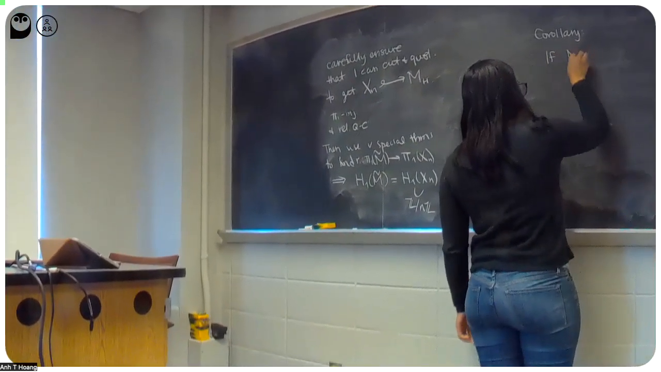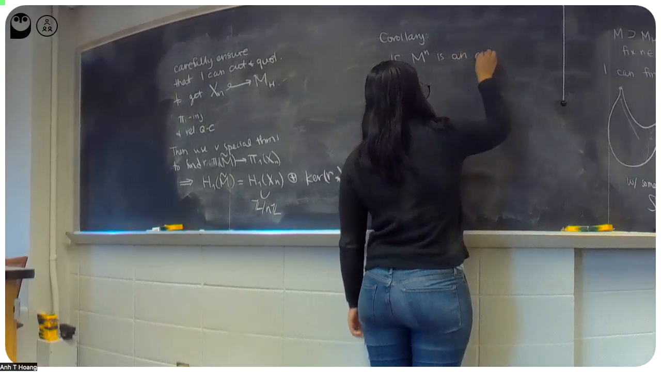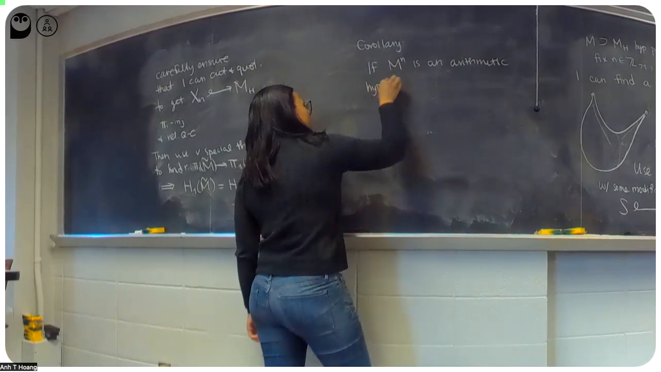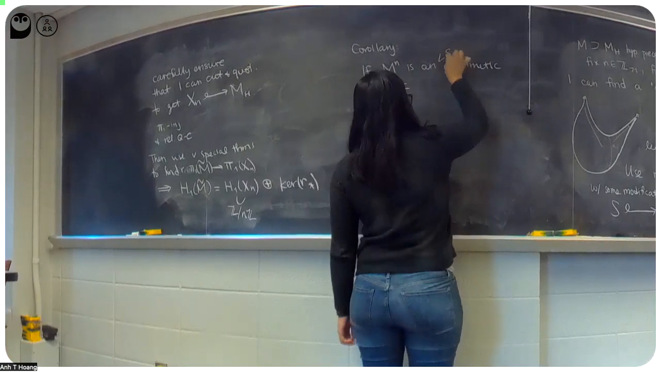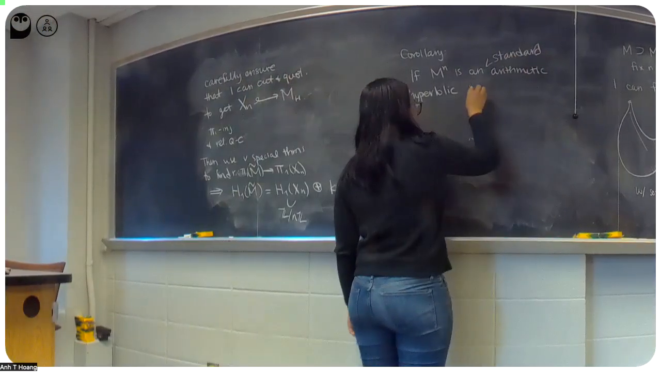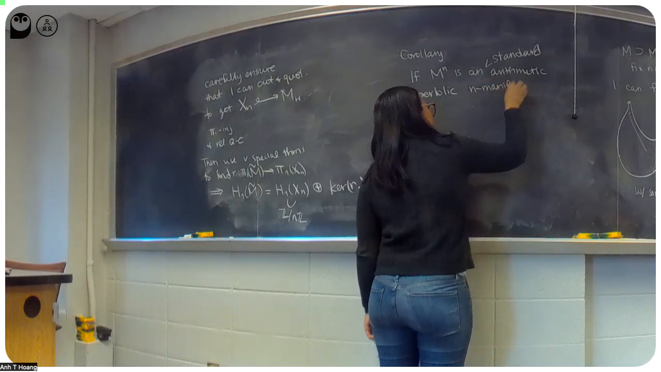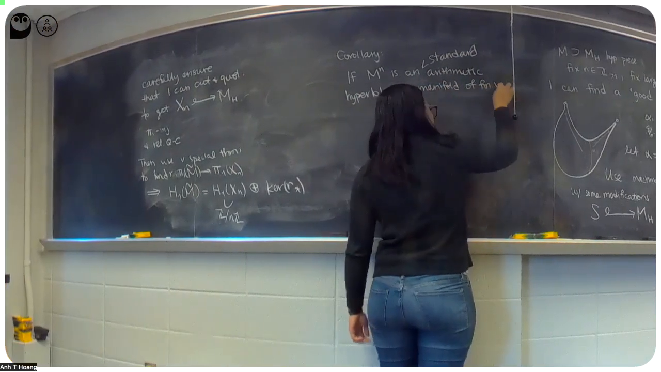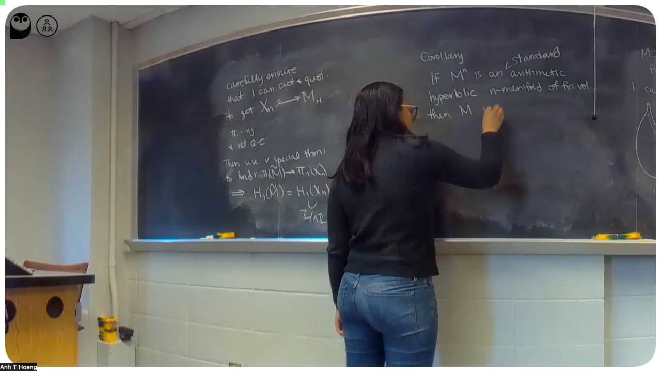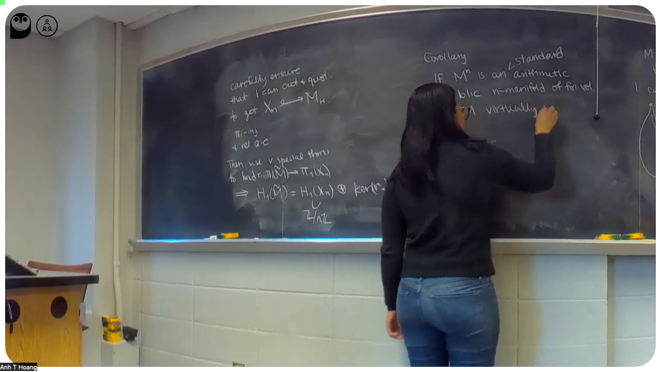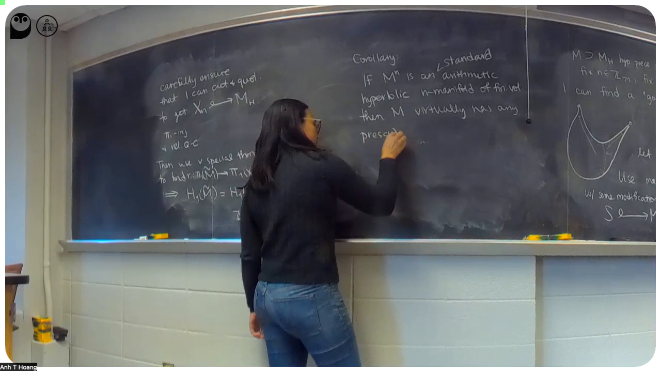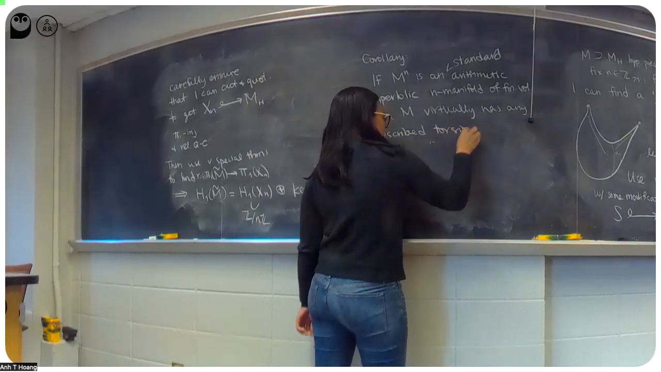So if n is a standard arithmetic hyperbolic n manifold of finite volume, then it also virtually has any prescribed torsion in homology.